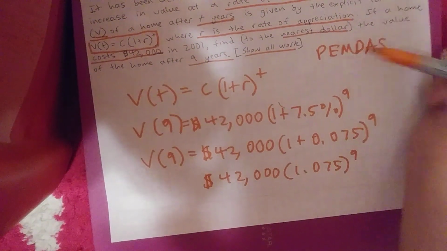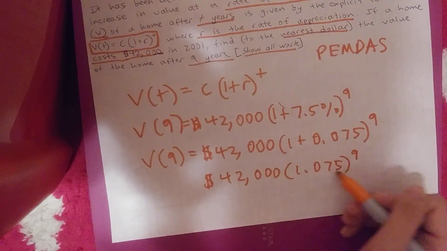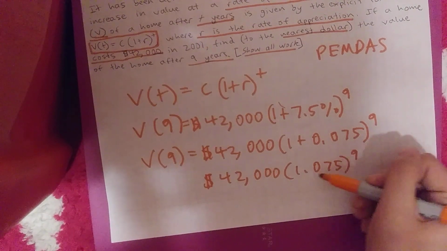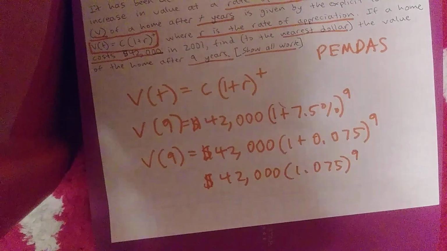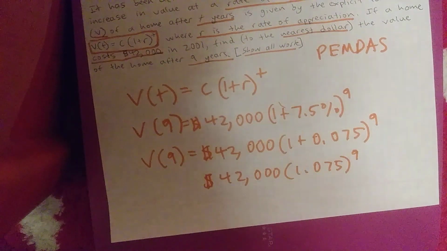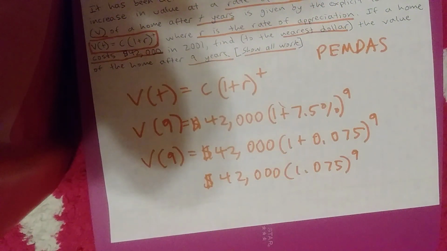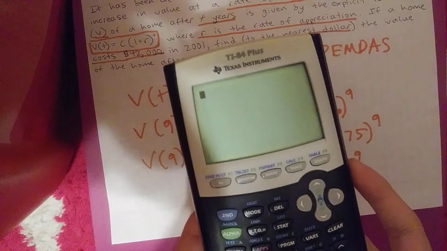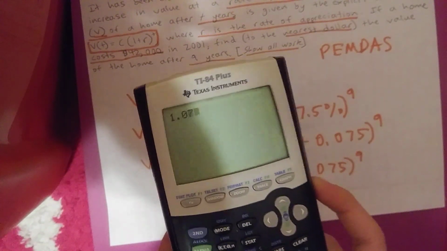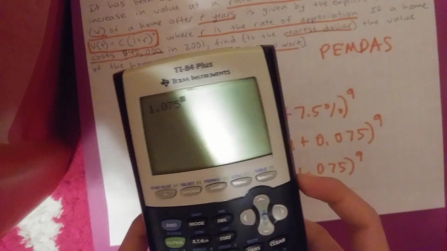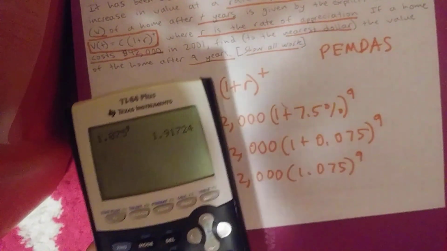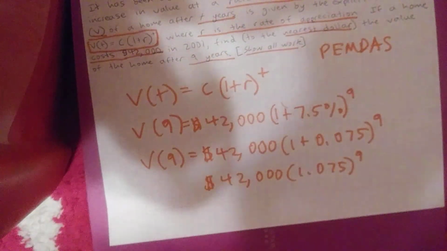And then after that we have exponents. So we need to take only this. Just worry about the parentheses right now. Don't worry about the 42,000. But 1.075 to the 9th power. So there you'll probably need your calculator, because that's a pretty difficult thing to do on your own. So here, you have the calculator. And you just do 1.075 to the power of 9. And that will give you 1.917274. So you just write that in there.